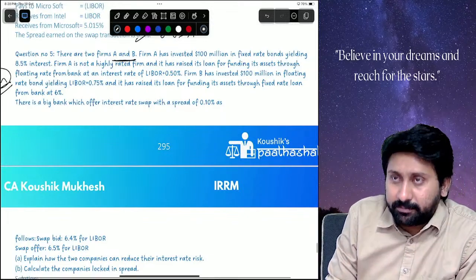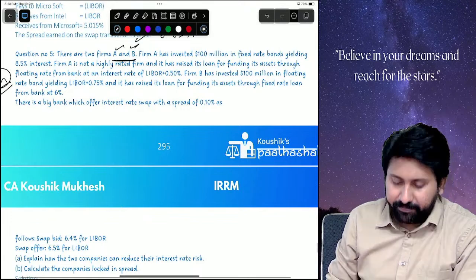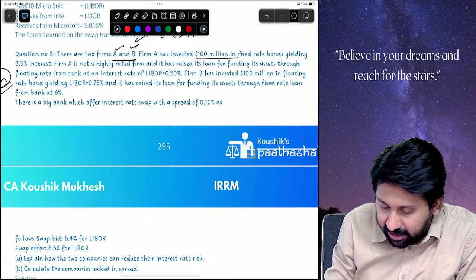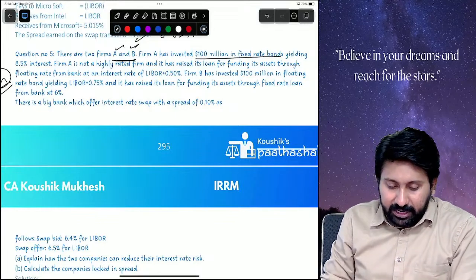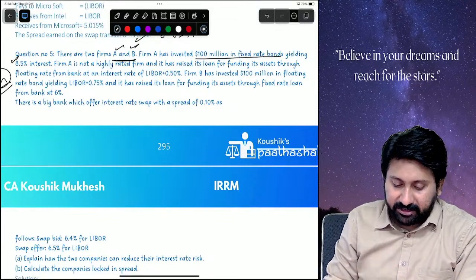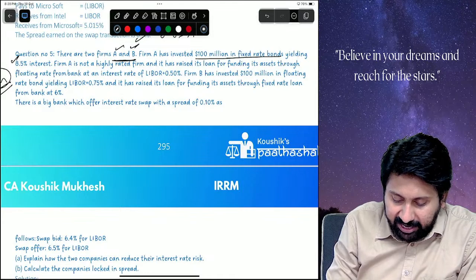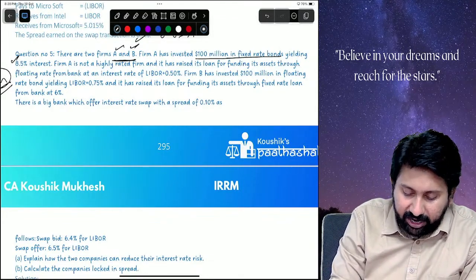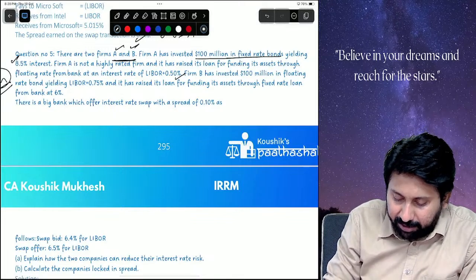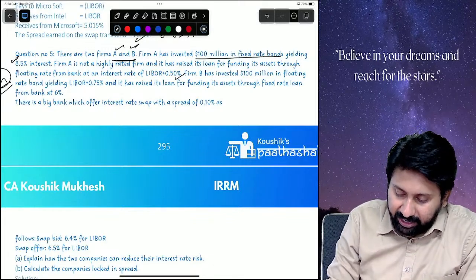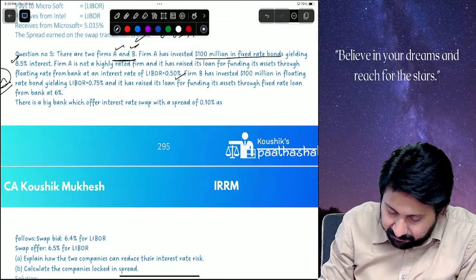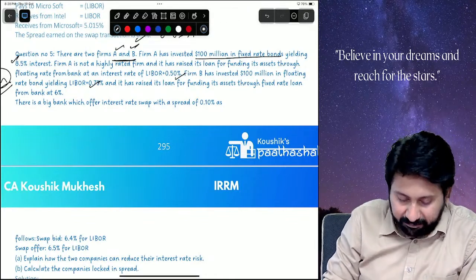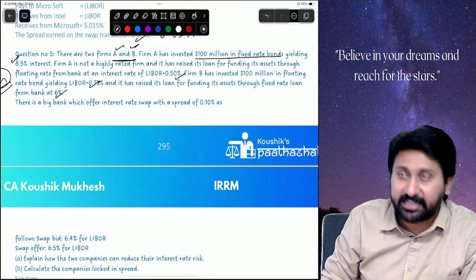Anyway, see this. There are 2 firms. What are those? A and B. A has invested $100 million in fixed rate bonds, yielding 8.5% interest. Firm A is not highly rated and has raised its loan for funding its assets at a floating rate from a bank at LIBOR plus 0.5, and invested at LIBOR. Firm B has invested at floating rate LIBOR plus 0.75, and the rate of its loan is 6%.